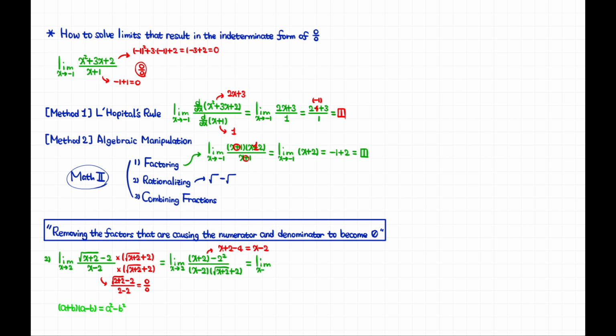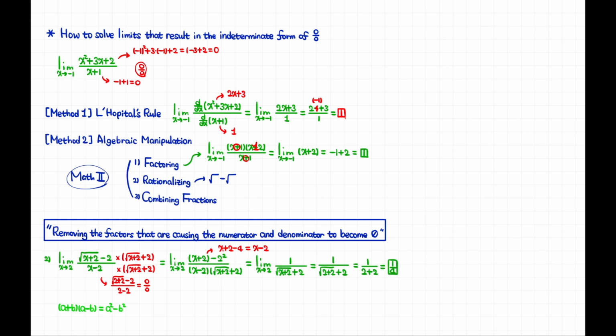So limit x approaches 2, it's just 1 over square root of x plus 2 plus 2. Which means we have gotten rid of the indeterminate form, which is 0 over 0. Now just plug in the value, which is 2. Root 2 plus 2 plus 2, right? And the numerator is 1. So root 4 is 2, so 2 plus 2. Right? So 1 over 4 is our final answer.